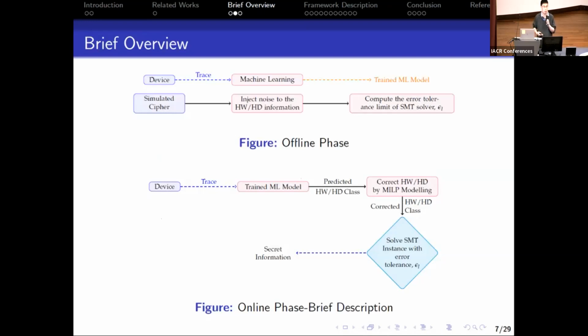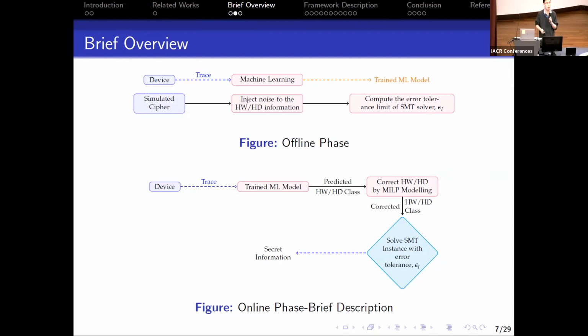So it's basically a profiled setting. First, we have a device. We collect the traces and train a machine learning model. Then we simulate the cipher. Basically, what we mean is we inject noise into this Hamming weight, Hamming distance information. Then we compute the error tolerance limit of the SMT, which we'll explain later. This is the offline phase. We get this trained model and the error tolerance.